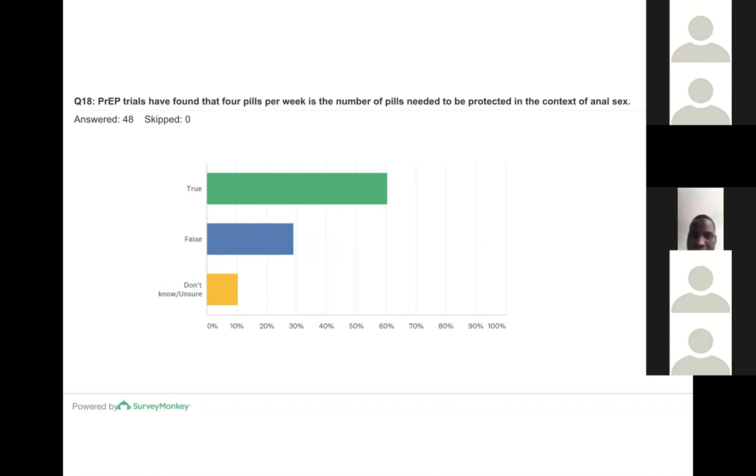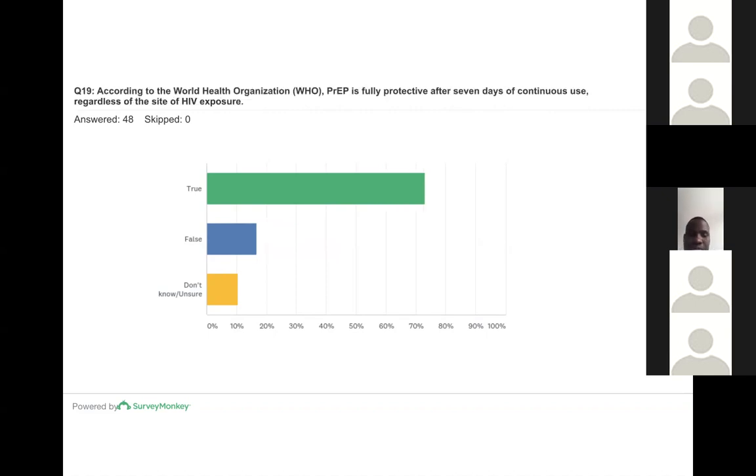And then this one's just a repeat of the earlier question, which is basically that 4 pills per week is all you need to be protected in the context of anal sex, because you get 96% efficacy as a result of that. It's also been recommended by the WHO that PrEP is fully protective after 7 days of continuous use, regardless of the site of HIV exposure. So whether it's anal sex or vaginal sex or injection drug use, the WHO says that you should take PrEP for 7 days before you can really realize its full efficacy.